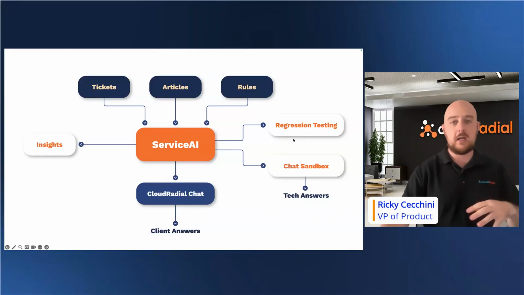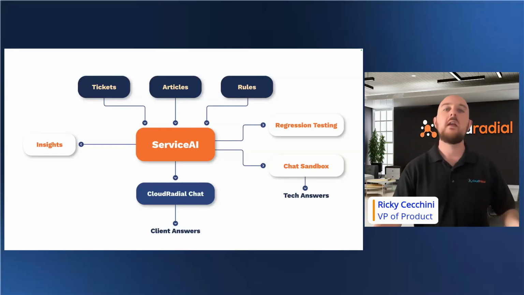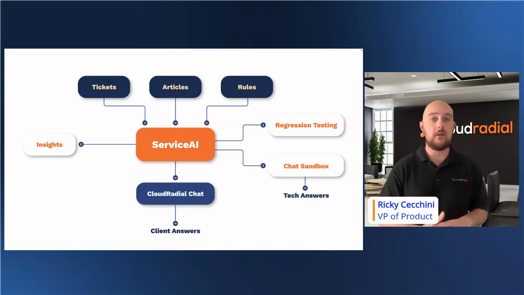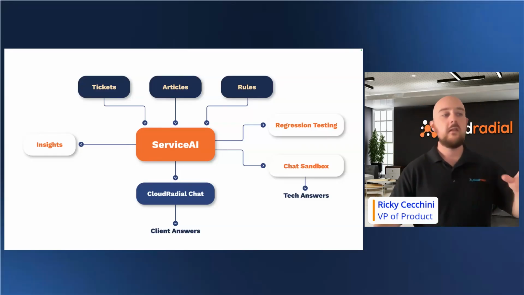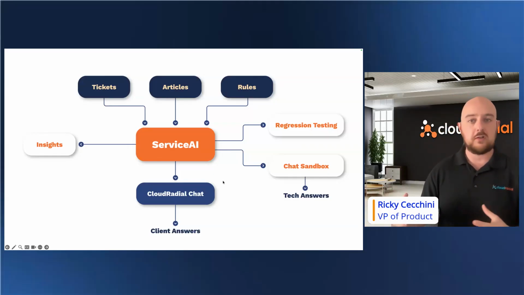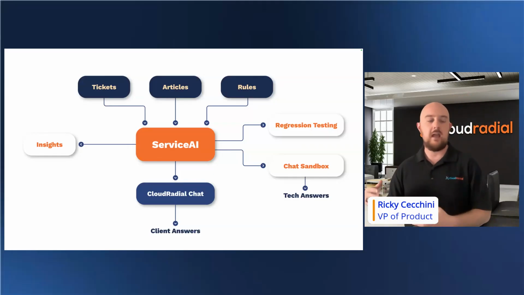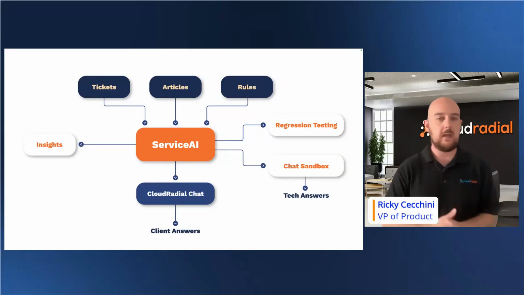It's going to spit out regression testing, so it's going to be able to understand where it needs to improve and where it's lacking. It's going to give you a chat sandbox where you can test those results before they get put in front of clients. And the specific delivery mechanism to end users is going to be our CloudRadial chat tool, which is where the rubber hits the road and it does client answers. It also works in CloudRadial UCP, and we're going to explore what that means in this demo.